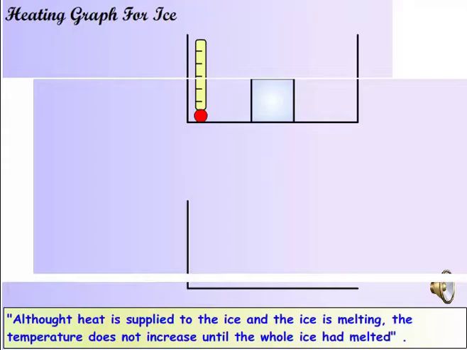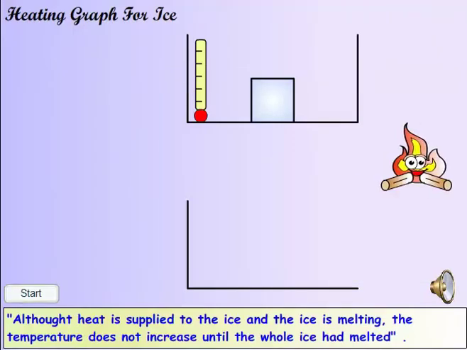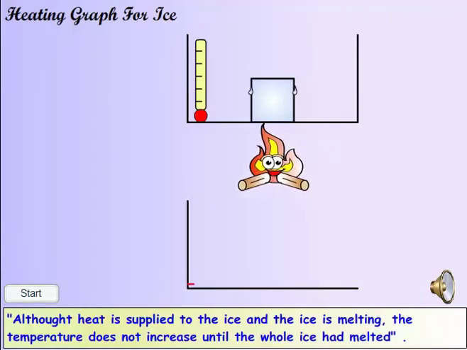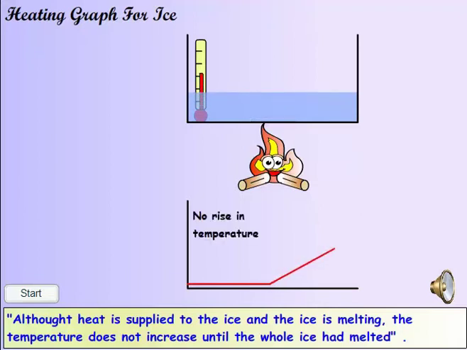When heating ice, you notice no change in temperature until the whole ice is melted. Once the ice has completely melted, the temperature goes up as it is being heated. This will be clear from the graph.